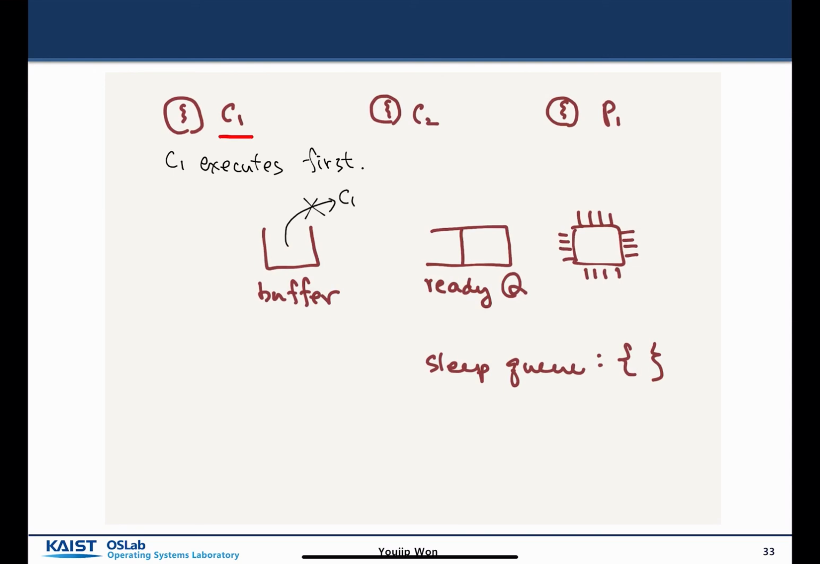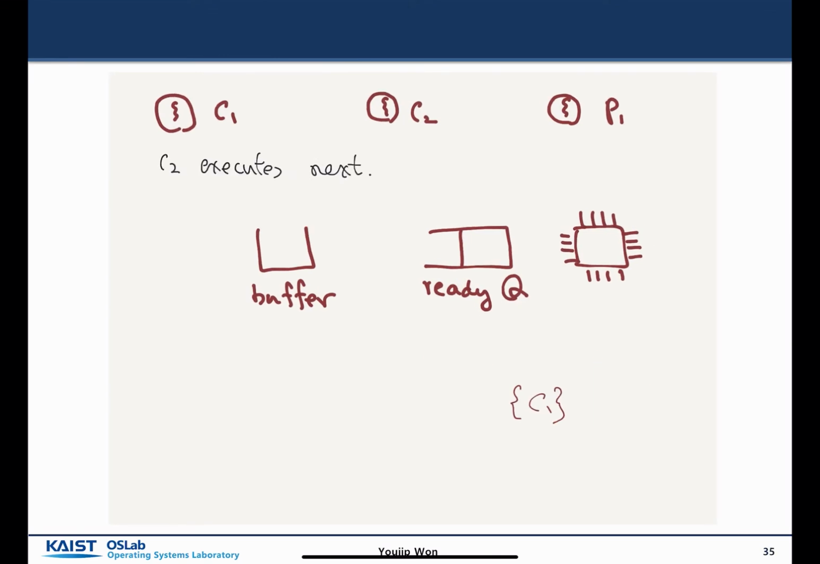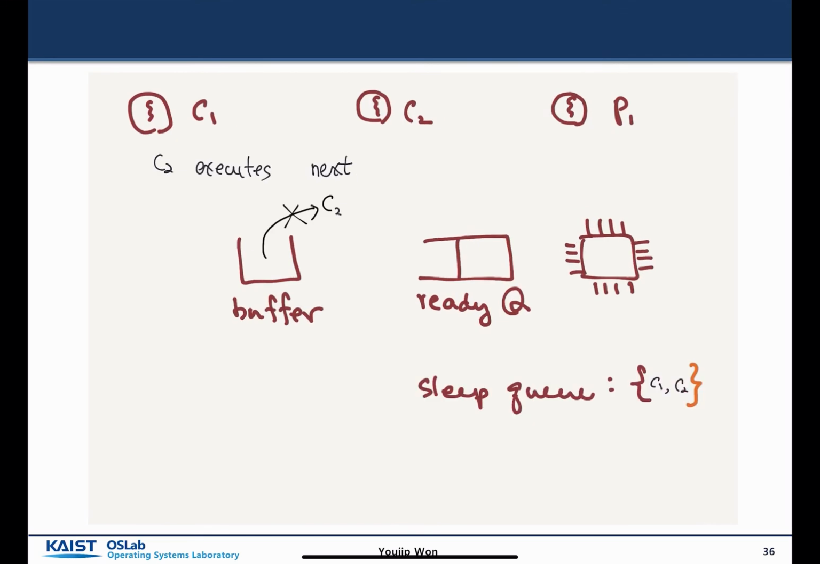Consumer 1 executes first, and then because it finds the buffer is empty, it is put in the sleep queue. And then consumer 2 executes next, and also it finds that the buffer is empty. So there are two threads in the sleep queue. Both of the consumer threads are in the sleep queue.